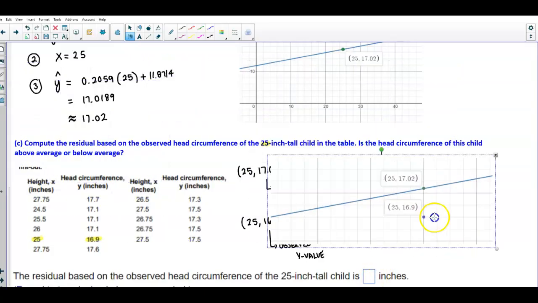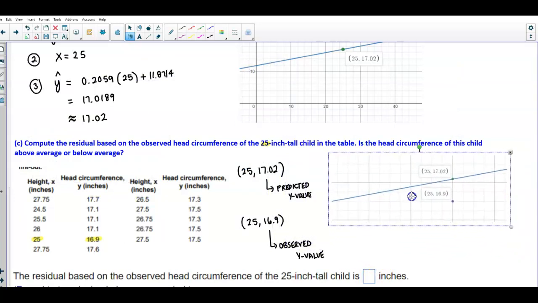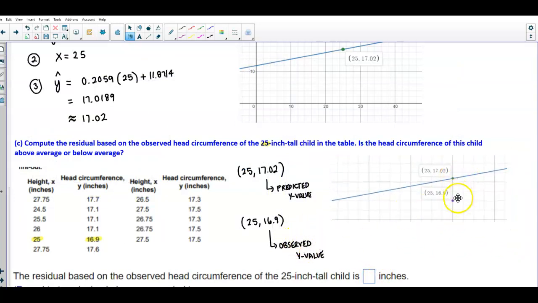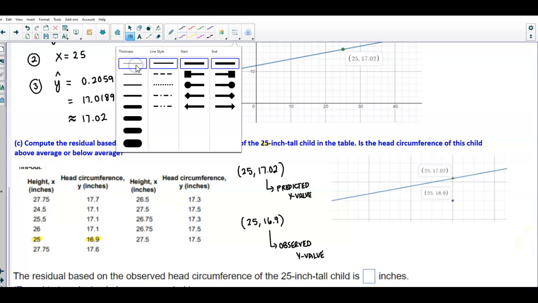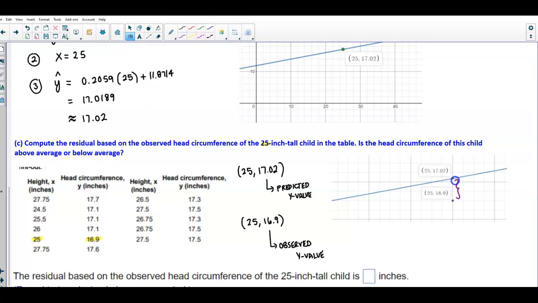In this graph, you will see that the observed value is below the line, and the residual is going to be the difference. So what is the residual? In order to find the residual, we take the observed y value and subtract the predicted y value.